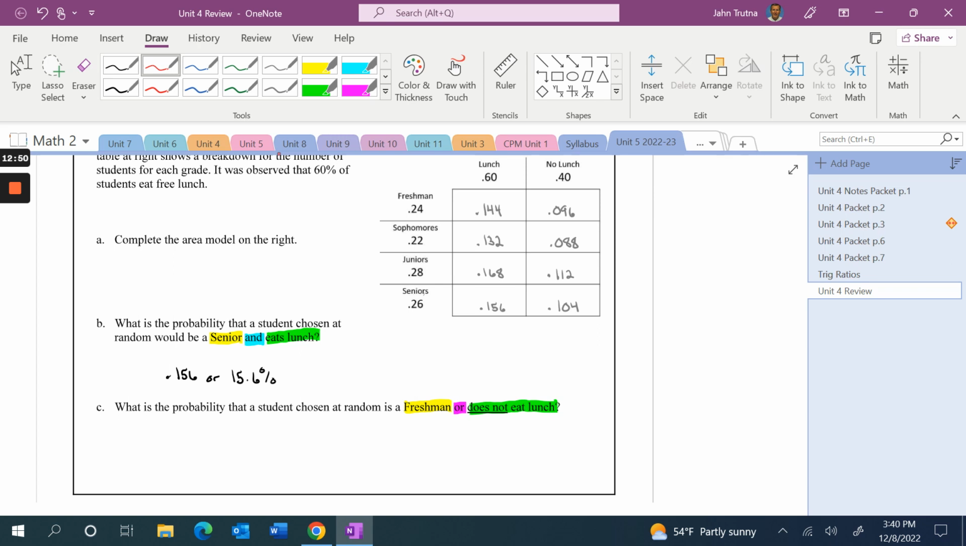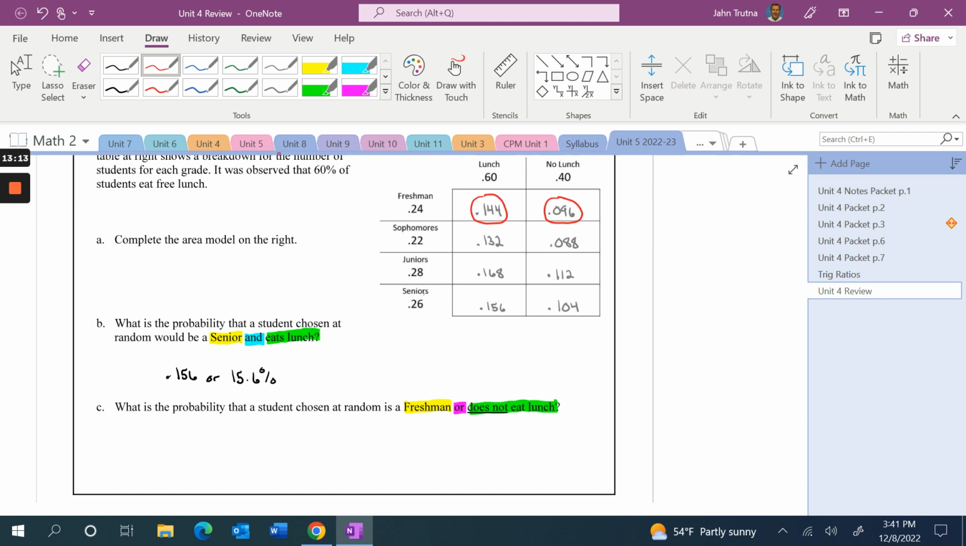Well, we have a freshman who eats lunch, that's right there. And next to it, that represents freshmen who do not eat lunch. So those are all the combinations involving freshmen. Then we circle all the combinations of any grade that does not eat lunch.